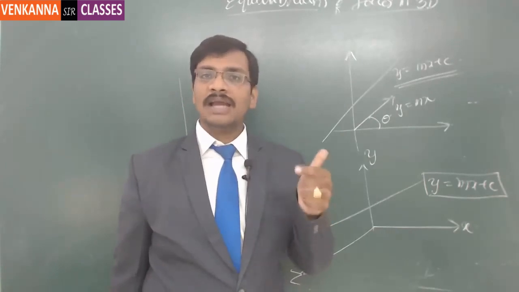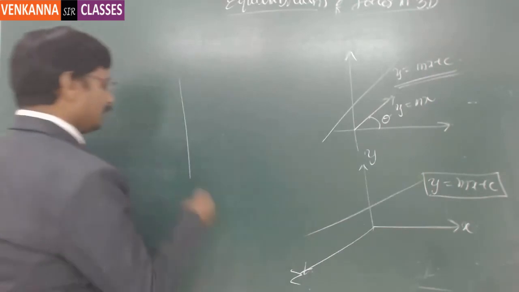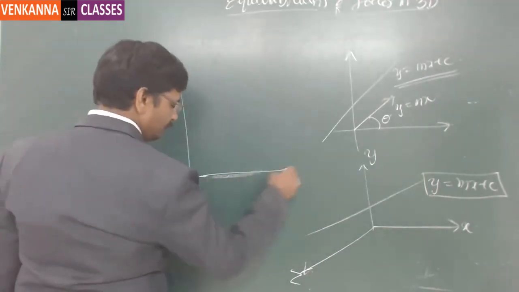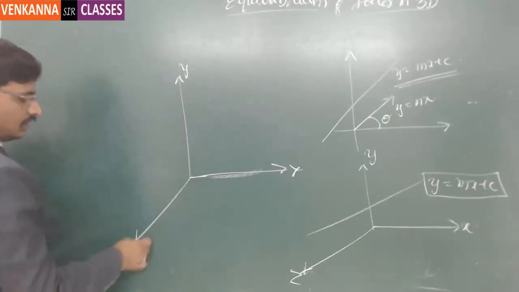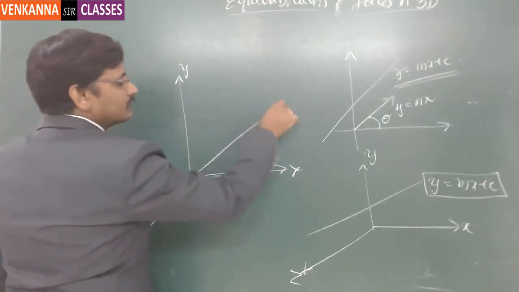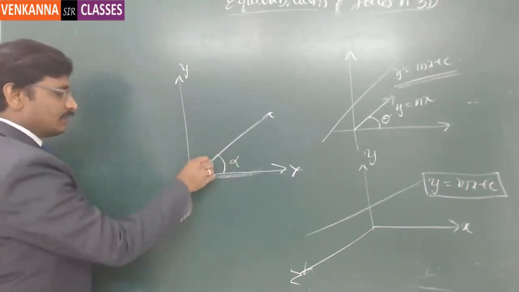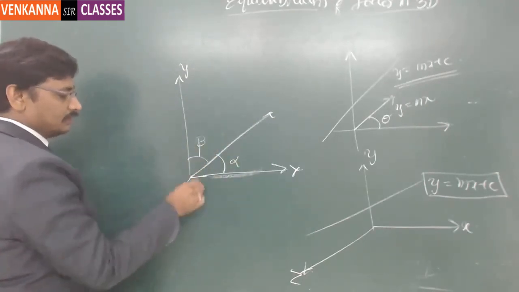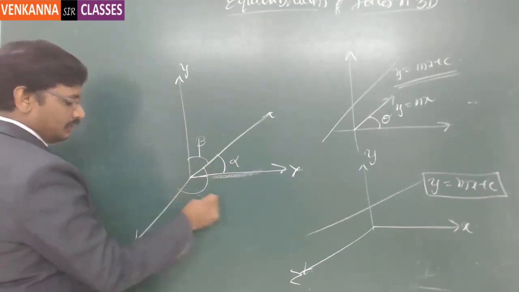Now all the 3 angles together will decide the direction of the line. That means, if I take this as the x-axis, this as the y-axis and this as the z-axis, and I draw a line like this, it makes an angle of alpha with the x-axis, an angle of beta with the y-axis, and an angle of gamma with the z-axis.